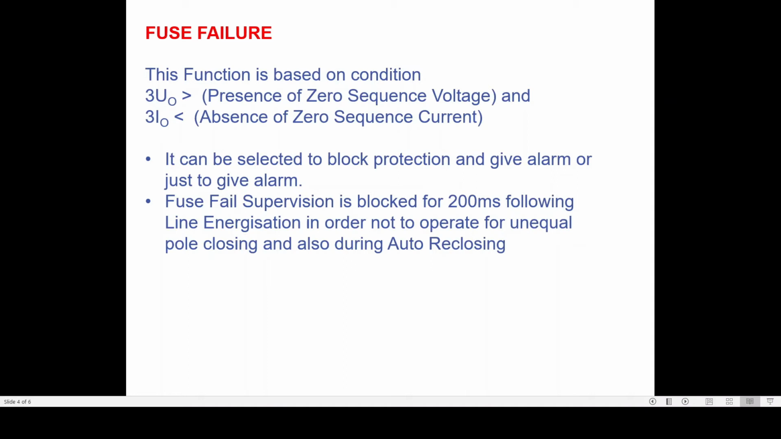So how is this fuse failure logic implemented inside the numerical IED? It is very simple. You know that in case of a fault on a transmission line, and basically in case of any fault involving ground, be it a single line to ground fault or double line to ground fault, there will be positive, negative and zero sequence current and positive, negative and zero sequence voltage magnitude available to your relay. So the relay will see that in case of a fault on a transmission line, there will be zero sequence voltage and zero sequence current. Now consider a case in which there is only a fuse failure in the secondary circuit.